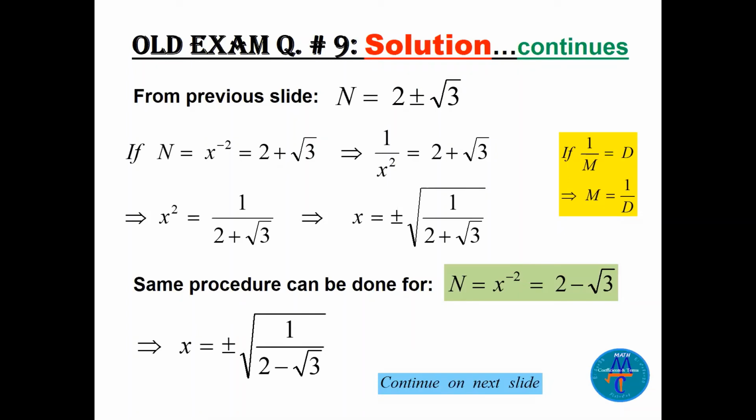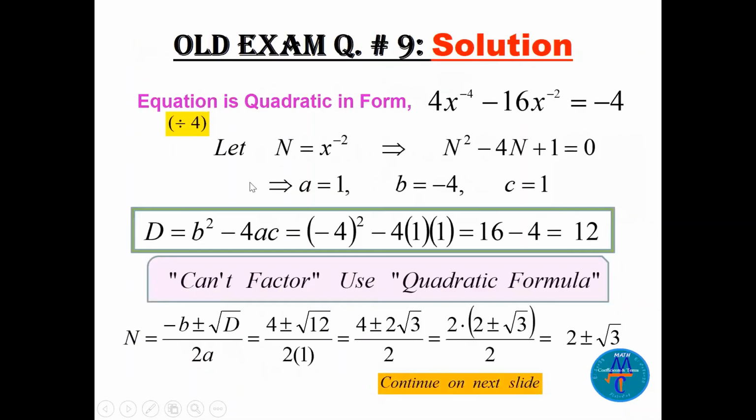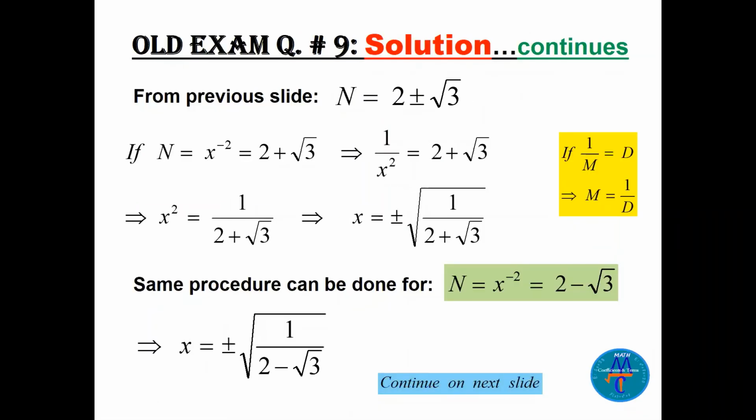Let's take each n separately. Here you have to be so careful. So n, we know, is equal to x to the power minus 2. Just to remind you, we said let n equal x to the power minus 2. We found n. This is n here. So if n equals x to the power minus 2 is equal to the first value, 2 plus square root of 3. Now x to the power minus 2 is 1 over x squared. Remember that. It equals 2 plus square root of 3.